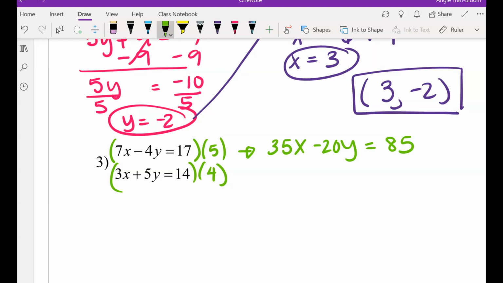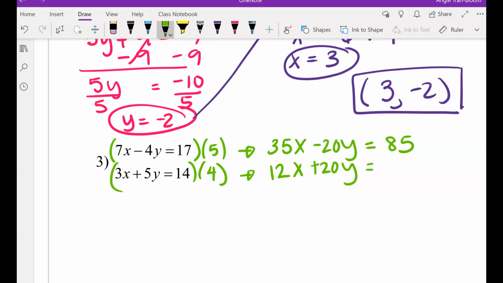Slater, 3x times 4 is what? 12. Okay. So this is going to be 12x. 5y times 4. Mariana, what do you have? 20y. Very good. 14 times 4. Lena D. 56. Beautiful. Okay. Now, what variable are we eliminating?